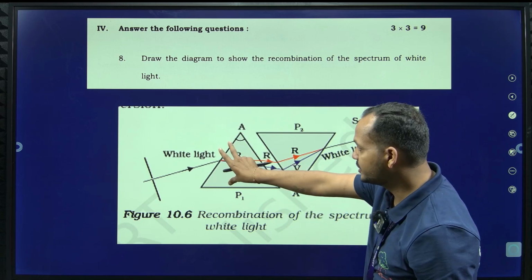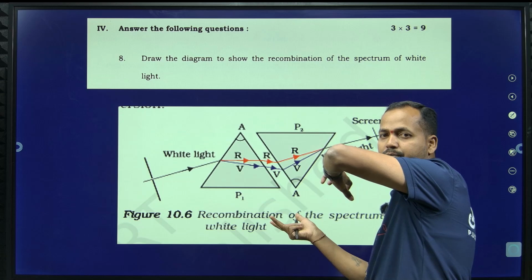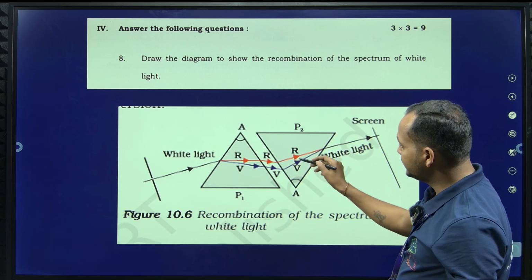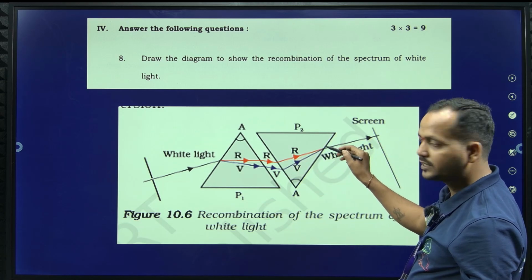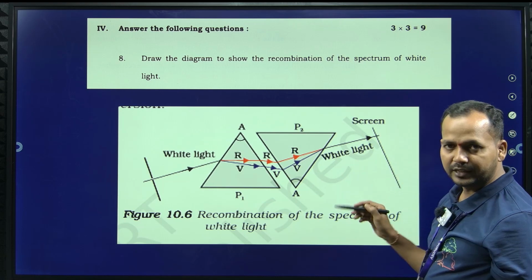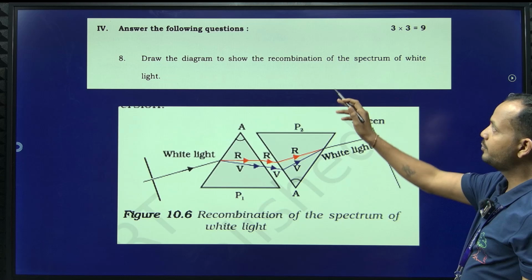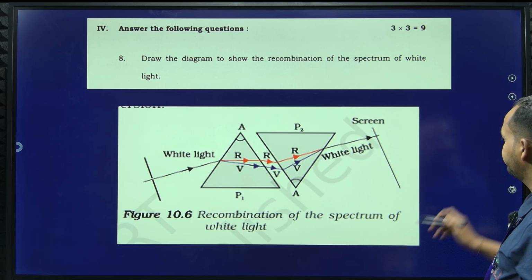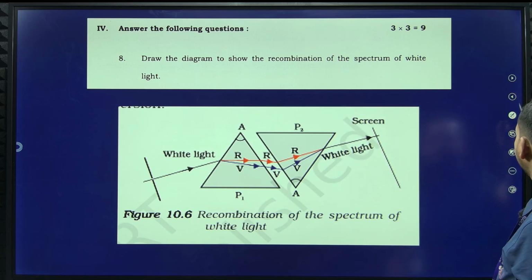This is a normal prism and this is a reversed prism. Then these rays are incident on this surface and they converge and they emit white light only. This is the diagram for recombination of the spectrum of white light. You have to draw this diagram.